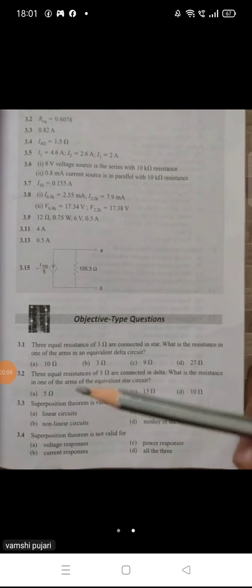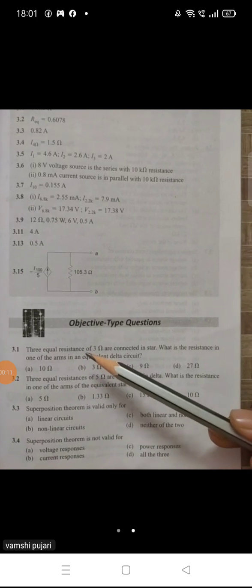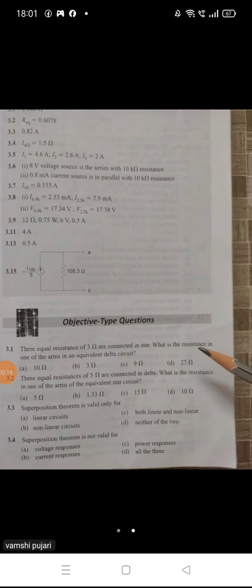Okay, first problem: three equal resistances of 3 ohm are connected in star. What is the resistance in one arm of the equivalent delta connection? That means the star values are given, 3 ohm each. We need to replace the star with delta. Assume R1, R2, R3.